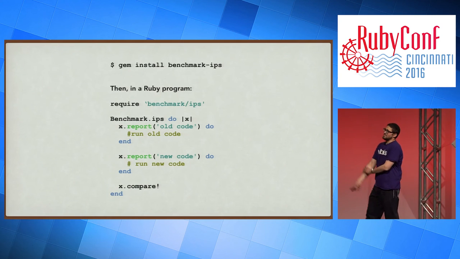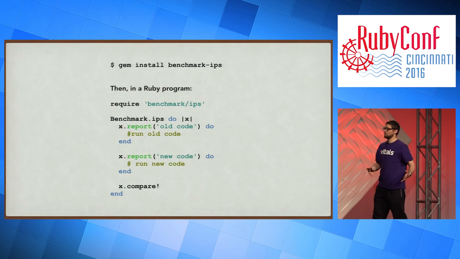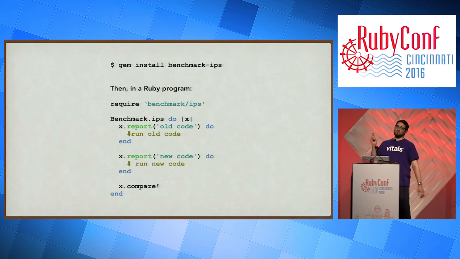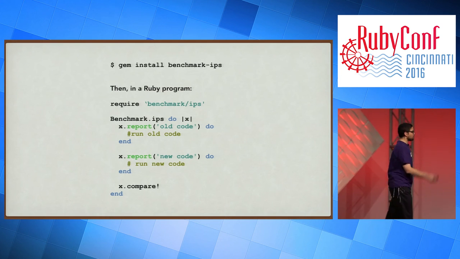So I like to use the benchmark IPS gem. There's a lot of really nice benchmarking tools even in the Ruby standard library, but this gem is just beautiful. Also written by Evan Phoenix, who was one of the organizers here. So if you have used this in the past, you can go thank him.